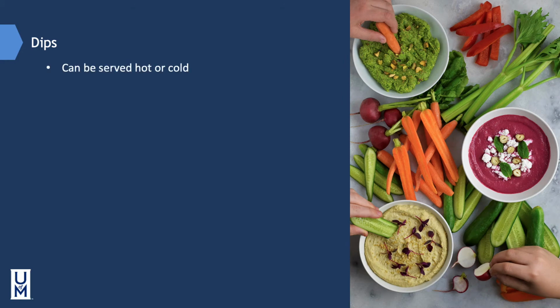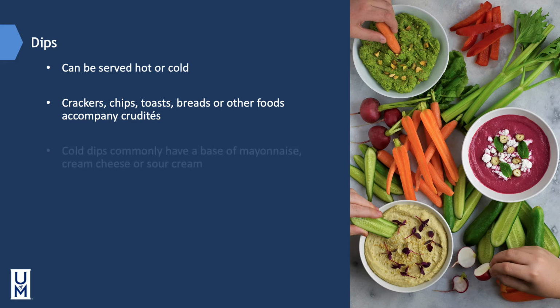Dips can be served hot or cold. They can be served with crackers or chips, toast, bread, or other food to accompany crudités. You can serve it with a nice pita bread, a soft bread if it's a hearty dip. Or if it's a thin dip, you want to serve it with something that's going to give it a little bit more body.